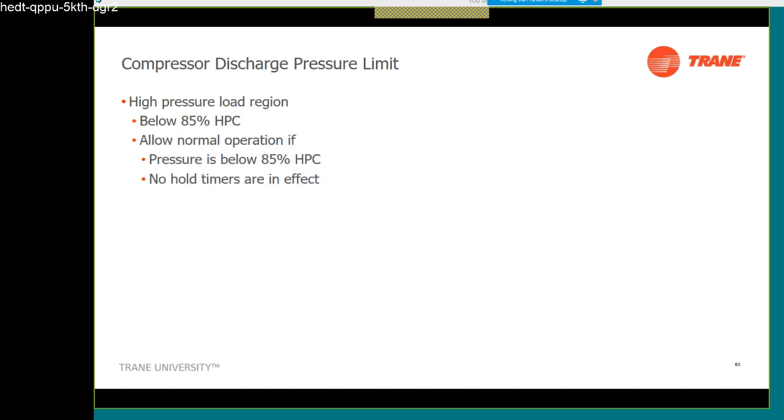Once we're below 85% of that high pressure cutout, we're back to normal operation. We can add compressors, take away compressors. If we had started the timer because we were in that unload region, then before we're allowed to add compressors, we have to wait for that 60-minute timer to expire. So basically we're looking at some cooling's better than no cooling at all. And this is a per circuit diagnostic. It's not for the entire machine because we have a transducer we're looking at on each circuit.